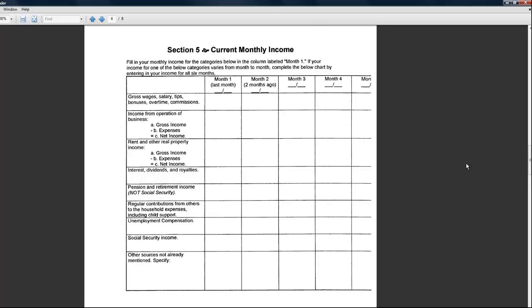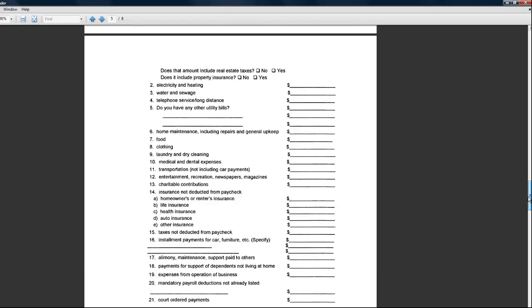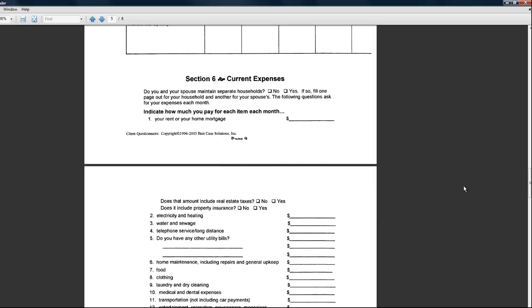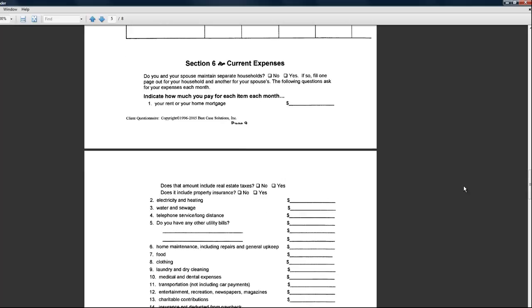Just go down it. Pension and retirement, interest, dividends, income from operation of business, regular contributions from others to the household, unemployment compensation, social security income. If you have social security income, you need a social security statement to go with it. And if they have any other money you need it, put it down there. At the bottom of this form you'll see number 1, your rent or your home mortgage. You need to put the information on there of what they're actually paying now. Once you do that, it will take you over to the next page.